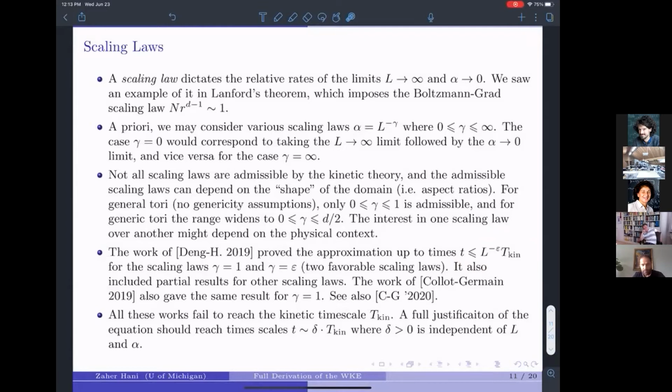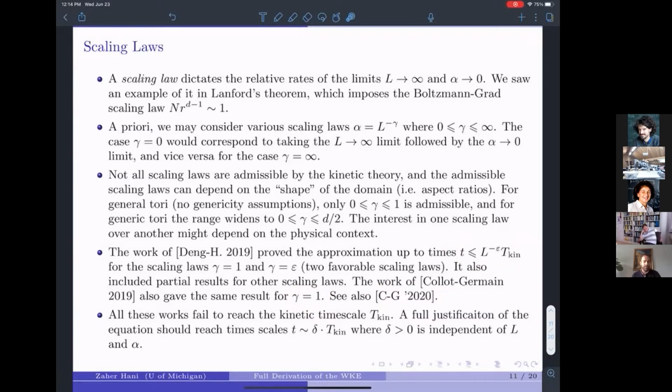And contemporaneously, the work of Collot-Germain also gave the same result for gamma equals 1. I should mention here another work of Collot-Germain in 2020, which studied the problem over generic non-rectangular tori, and they proved a similar result in the time range t less than L to the minus epsilon times t to the gamma. They were able to get existence of solutions, but not the approximation by the kinetic equation.